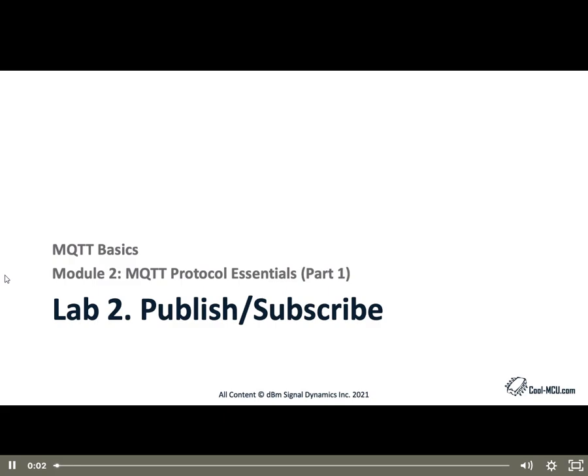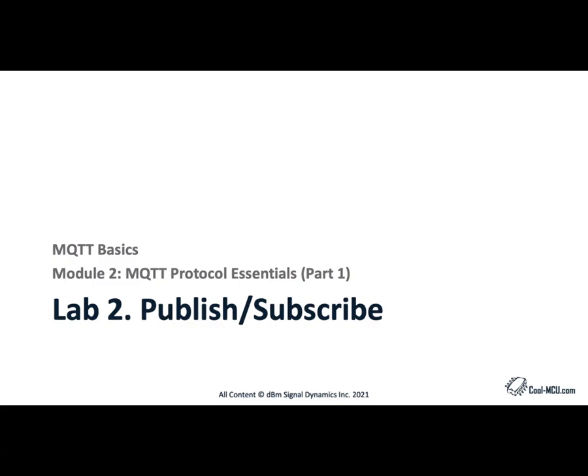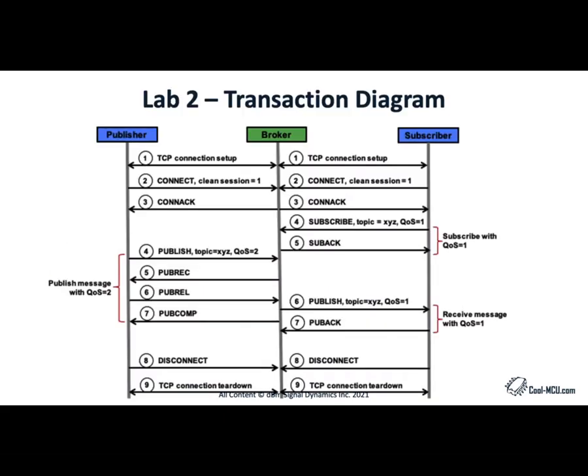In this video, I will briefly demonstrate the basic procedures and results for Lab 2. The goal is to simulate this transaction diagram, which has a publisher publishing messages at one quality of service level and a subscriber subscribing to receive these messages using a different quality of service level.